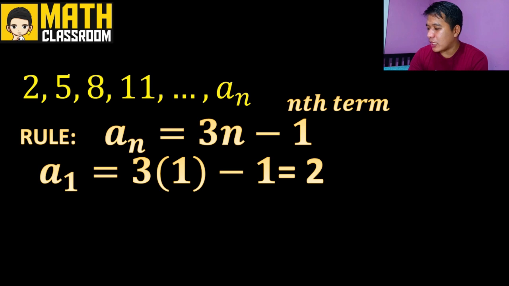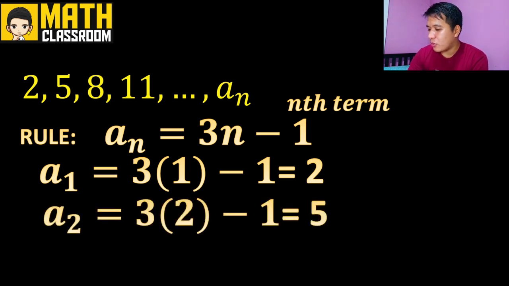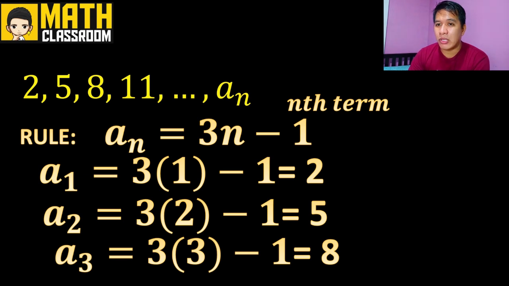So itong 2 na yan, that's the first term of the sequence. So the second term of the sequence can be solved by replacing n with 2. So we will have here a sub 2 is equal to 3 multiplied to 2 because we're talking about the second term, which will give us 6 minus 1 equals 5. So that's our second term. And for the third term, we will have 3 multiplied to 3 is equal to 9 minus 1 is equal to 8. So therefore, nakuha natin yung 2, 5, 8.